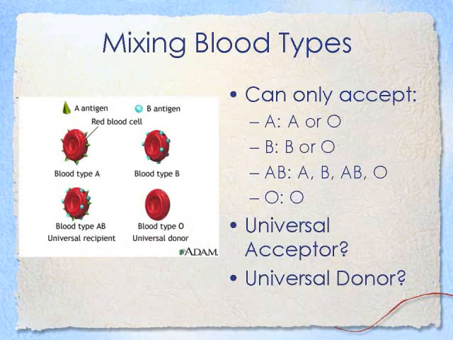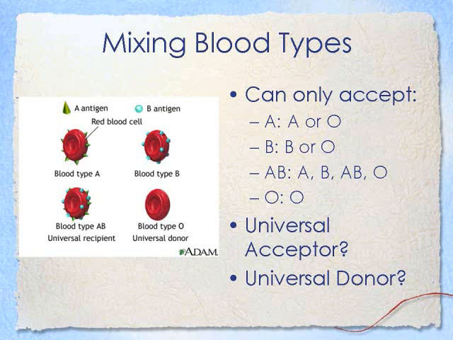So what does ABO mean? ABO, when you're talking about blood types, refers to the type of surface proteins that are present on your blood cells. If you have A, you have A-type surface proteins. If you have B, you have B-type surface proteins. If you have AB, you have both A and B surface proteins. And if you have O, you have no surface proteins.